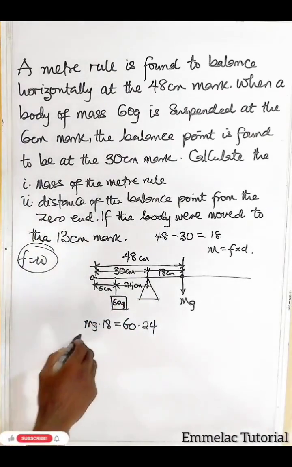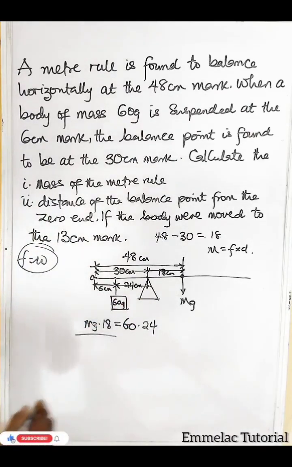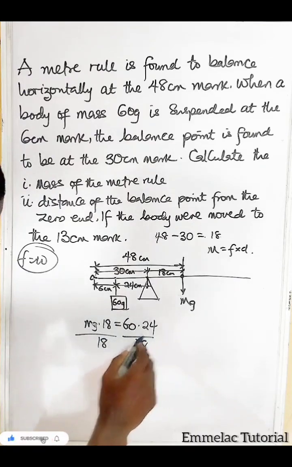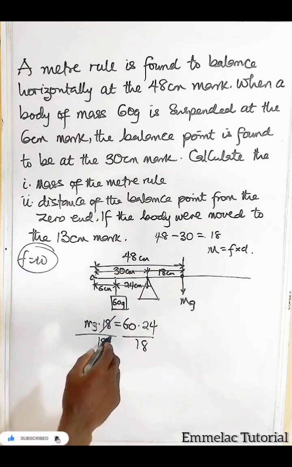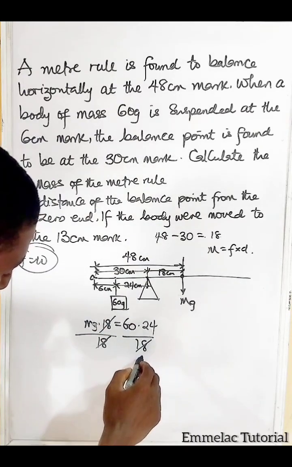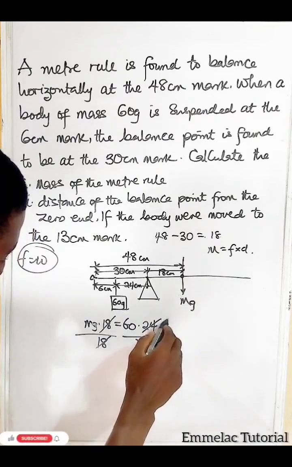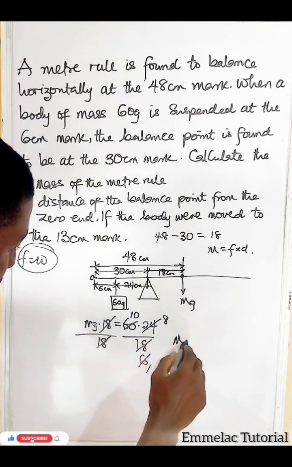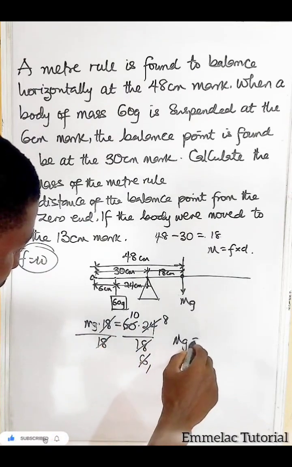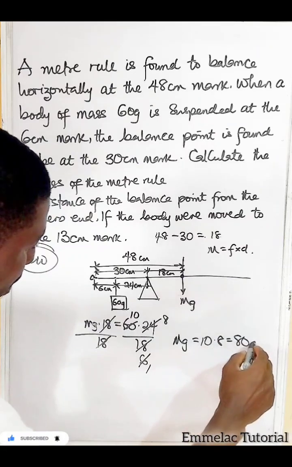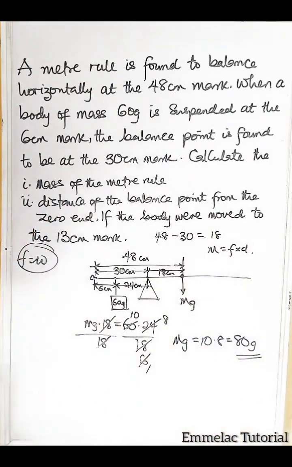Now at this point we'll find the mass of the meter rule. So we divide both sides by 18. Now 18 here we eliminate, so 3 here is 6, 3 here is 8, 6 here 1, 6 here 10. So we're left with the mass of the meter rule mg equals 10 times 8, which is 80 gram. All right, that's that.